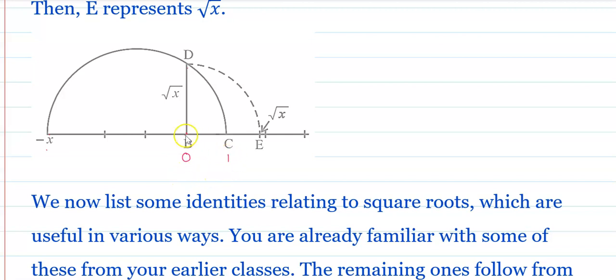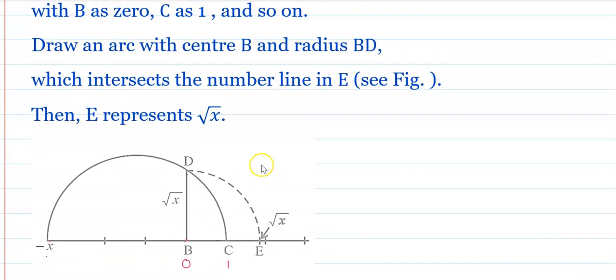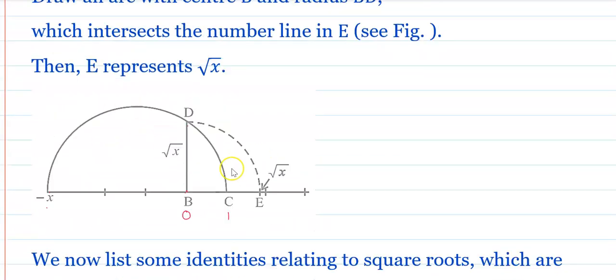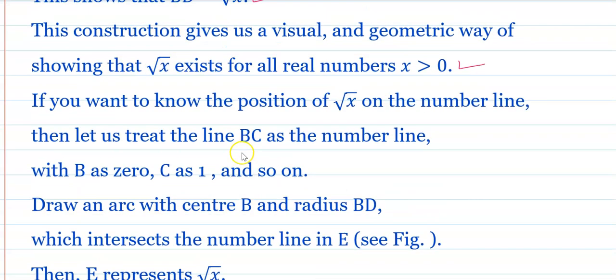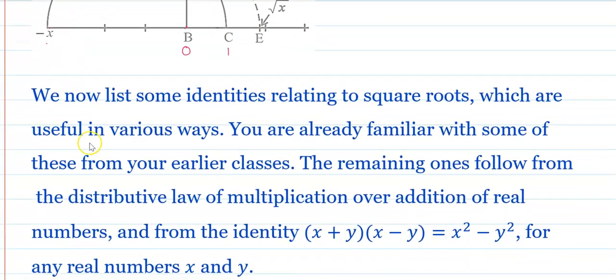Okay, and this is nothing but the root x. The point E represents the root x. Now the next, we now list some identities relating to square roots.